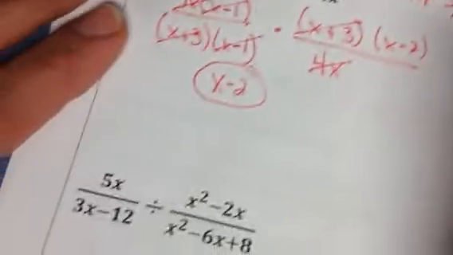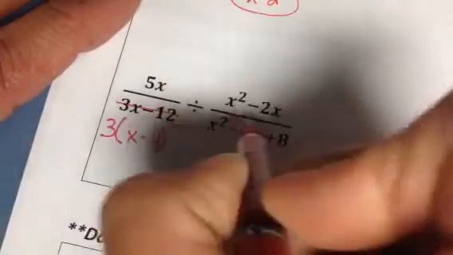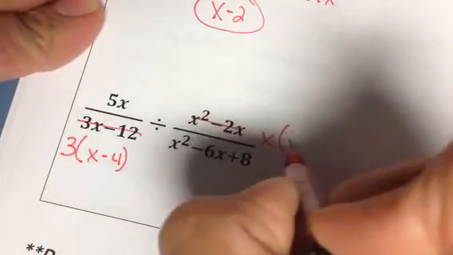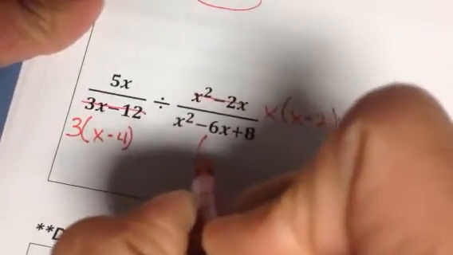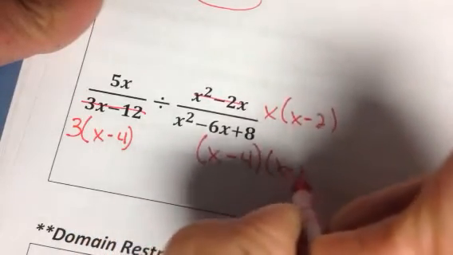So first, again, before I do any of that, factor it. Can't factor 5x. This, I can just take a greatest common factor of 3 out. Here I can take a greatest common factor of x out. And again, this is very basic factoring. This can turn into x minus 4 and x minus 2.